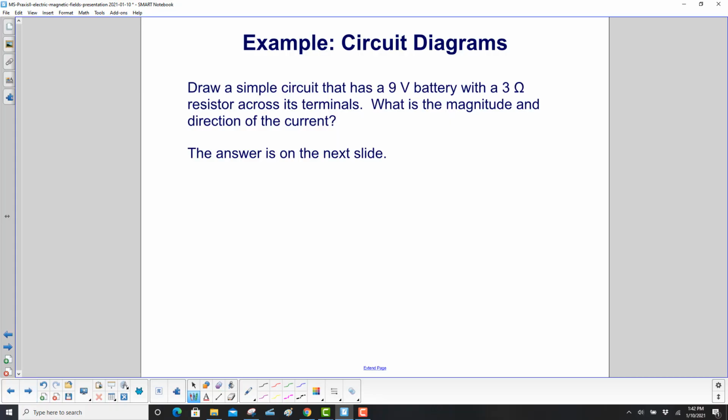Let's work an example. Draw a simple circuit that has a 9-volt battery with a 3 ohm resistor across its terminals. What is the magnitude and direction of the current? So try it and go on to the next slide for the answer.